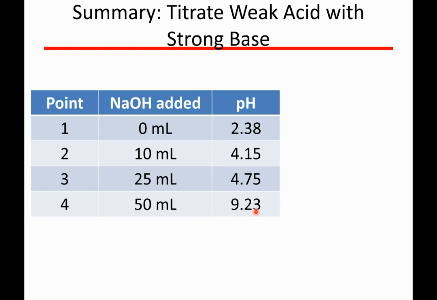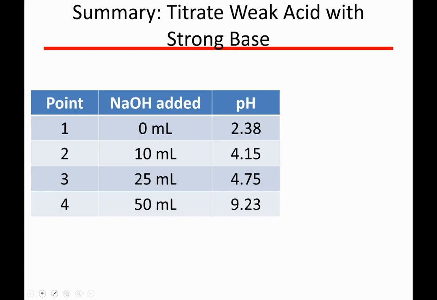One of the things that's worth looking at as we compare the results from these 4 different points is, as we go from point 1 to point 2, we see a very large change in the pH from adding just 10 milliliters of sodium hydroxide. However, when you go from point 2 to point 3, you added another 15 milliliters of sodium hydroxide, but the change in pH was much smaller. Why would that be the case?